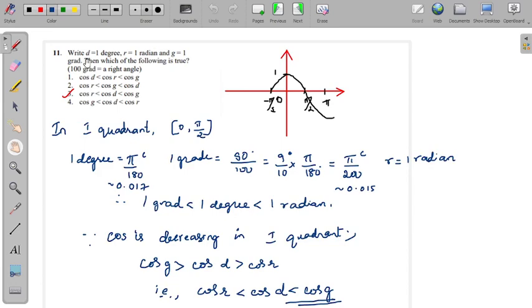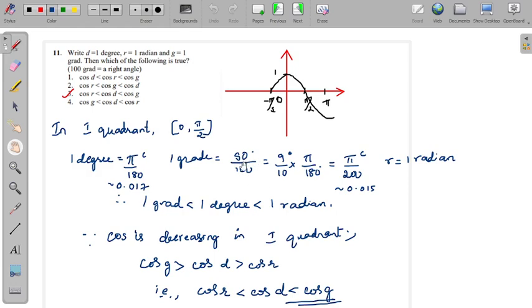Next, 11th question: d equals 1 degree, r equals 1 radian, g equals 1 grad. 100 grad equals a right angle, which means 90 degrees. So you have to find out 100 grad equals 90 degrees. 1 grad equals how many degrees? That is 90 by 100 degrees. 1 grad equals 90 by 100 degrees.